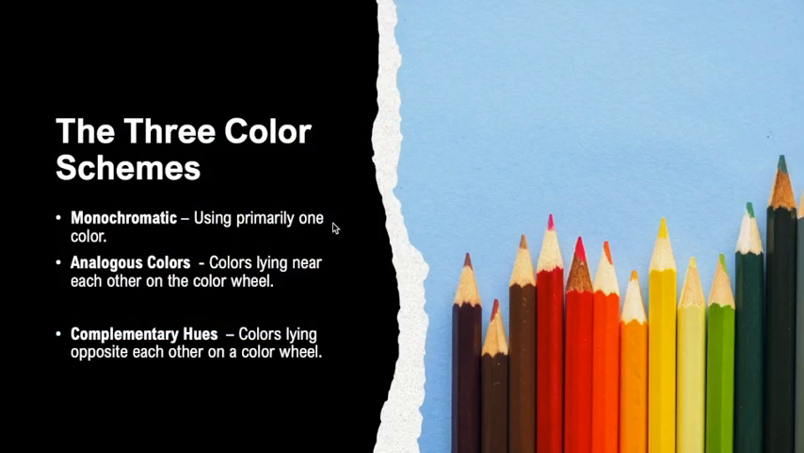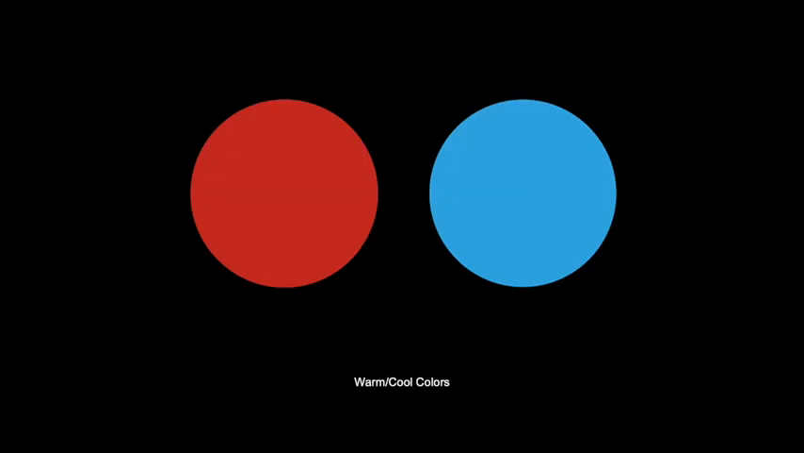We have three color schemes: monochromatic, analogous, and complementary hues. Monochromatic: mono, one; chromatic, color. Using one color. Analogous colors are colors lying next to each other on the color wheel, or near each other. Complementary hues are colors lying opposite each other on a color wheel.